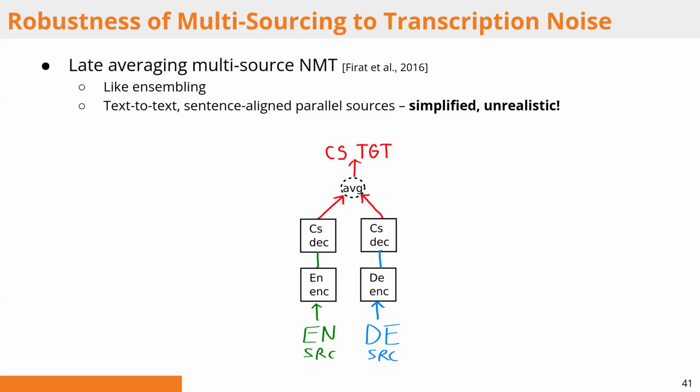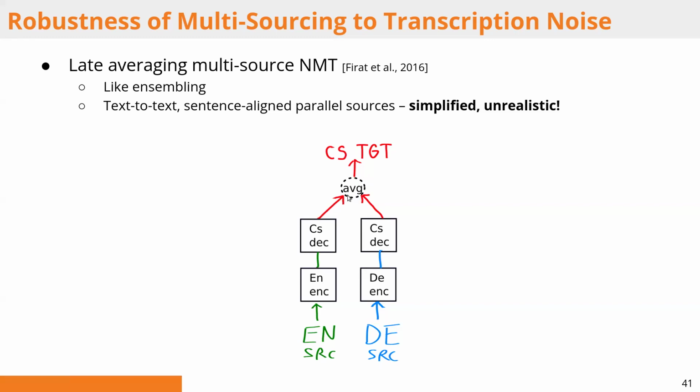So we created a very basic multi-source neural machine translation model. It's called light averaging. It was originally proposed by Firat et al. It means that we train one model for English to Czech and another model for German to Czech. These two models must have the same output vocabularies, or the target vocabularies here. And then we basically ensemble them.